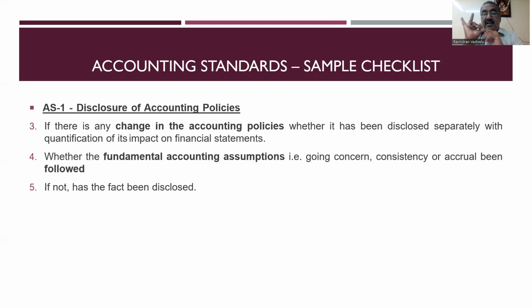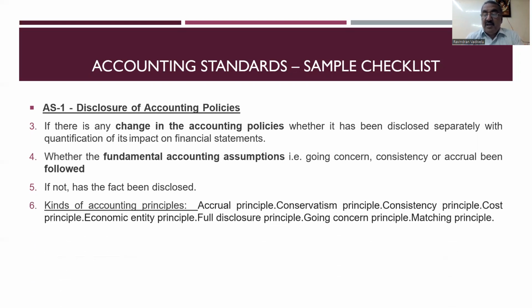One, accounting policies, and if there is any change, that has to be disclosed separately. And what are the fundamental accounting assumptions, that also a practice unit has to check with reference to peer review. If it is not followed, then all the facts have to be disclosed separately. What are the kinds of accounting principles? That is accrual concept, conservatism principle, consistency principle, cost principle, economic entity principle, full disclosure principle, going concern principle, and matching principle. Everything has to be followed in the accounting standards. That is AS1 with reference to disclosure of accounting policy.